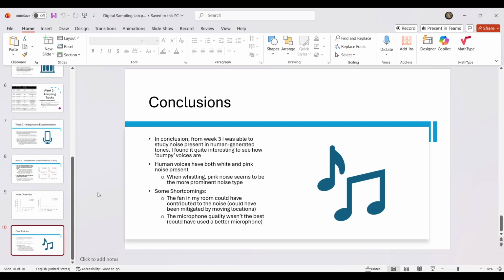So in conclusion, I was able to study the noise generated from the human voice. And what I saw was that both white and pink noise are present from the human vocal cords. Now, there are a couple of shortcomings here. I recorded my audio input inside my room in my apartment, which did have a fan and also is above a road, so there could have been several extra noise sources. And also, the microphone quality wasn't the best, so I could have moved to a different place and used a better microphone to mitigate this.